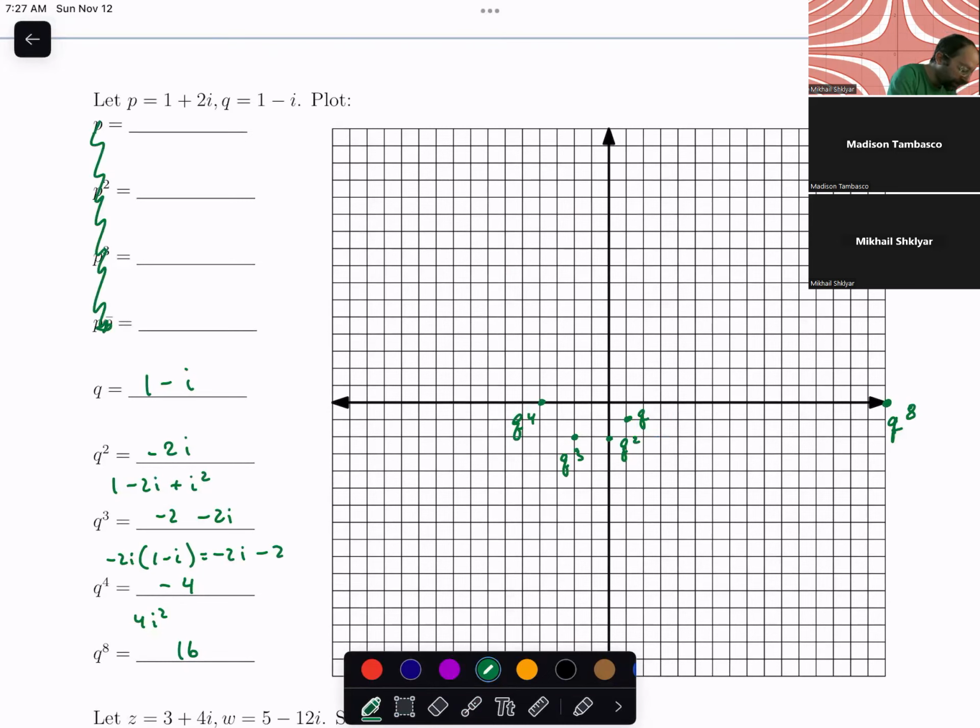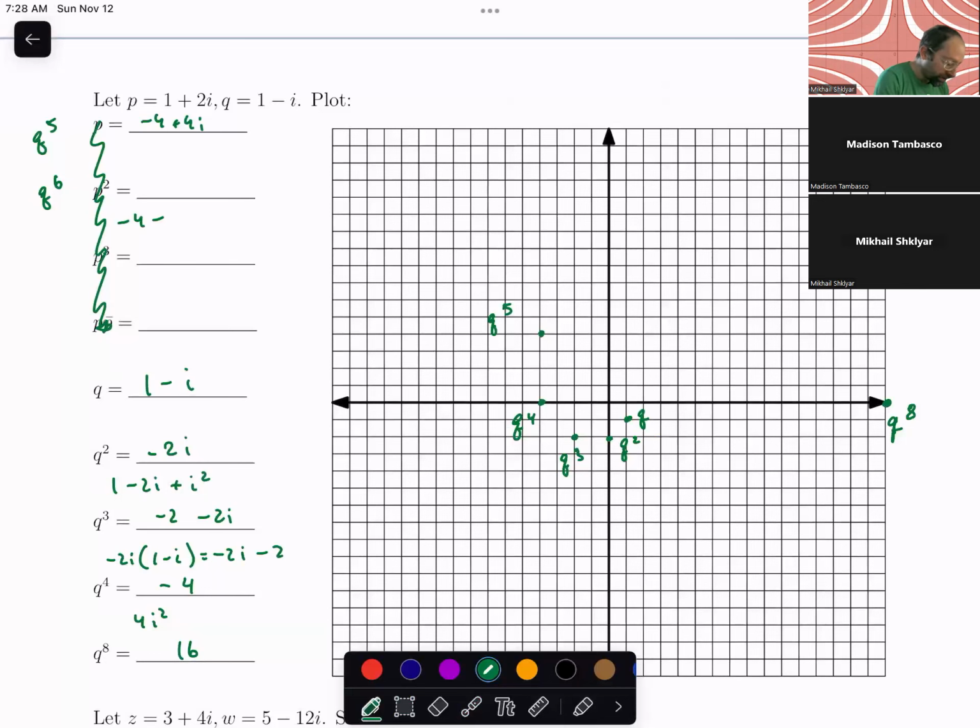and let's try q to the fifth power. q to the fifth is q to the fourth times q, so it's -4 plus 4i. It's going to be q to the fifth. Now q to the sixth. I can just take q cubed squared, so it is -4 minus 2 times -2 times -2i, so it's like plus.